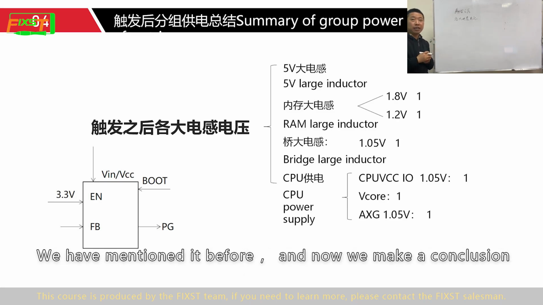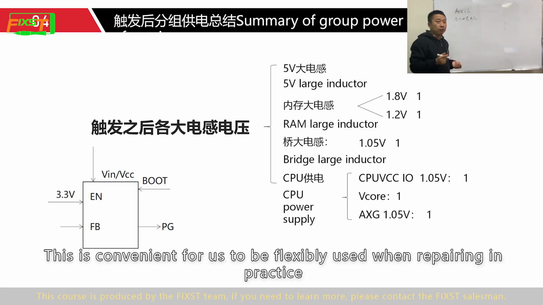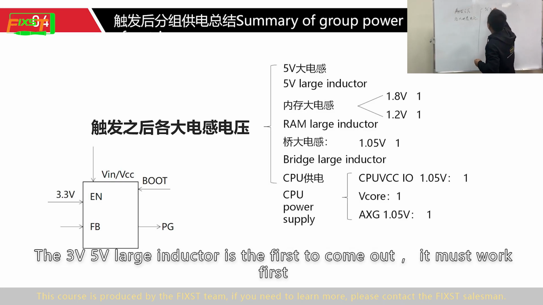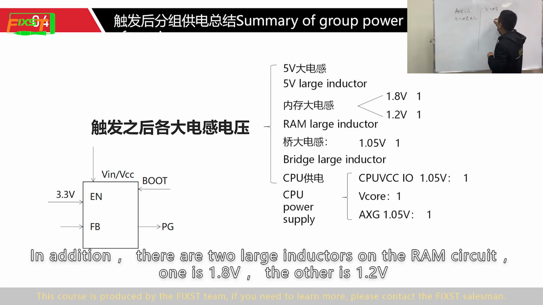We have mentioned it before, and now we make a conclusion. This is convenient for it to be flexibly used when repairing in practice. Let's summarize what else is there. The 3V 5V large inductor is the first to come out. It must work first. In addition, there are two large inductors on the RAM circuit. One is 1.8 volt, the other is 1.2 volt.